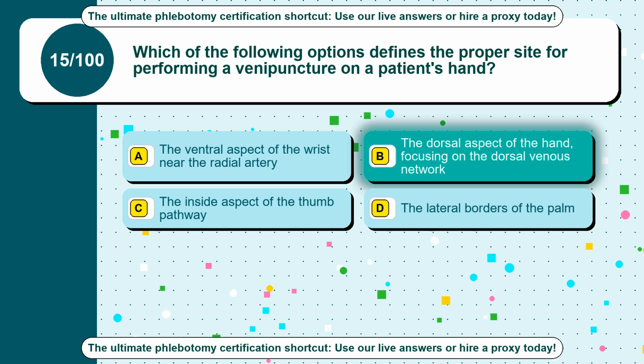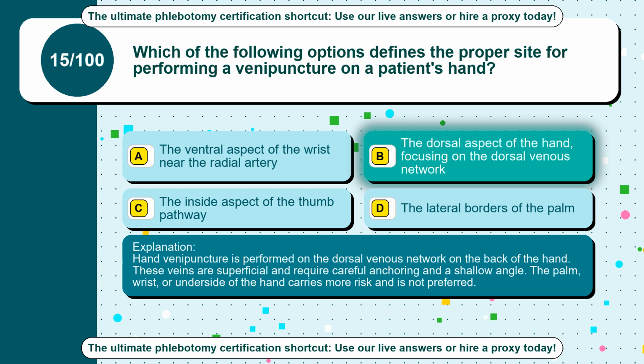The correct answer is option B, the dorsal aspect of the hand, focusing on the dorsal venous network. Hand venipuncture is performed on the dorsal venous network on the back of the hand. These veins are superficial and require careful anchoring and a shallow angle. The palm, wrist, or underside of the hand carries more risk and is not preferred.